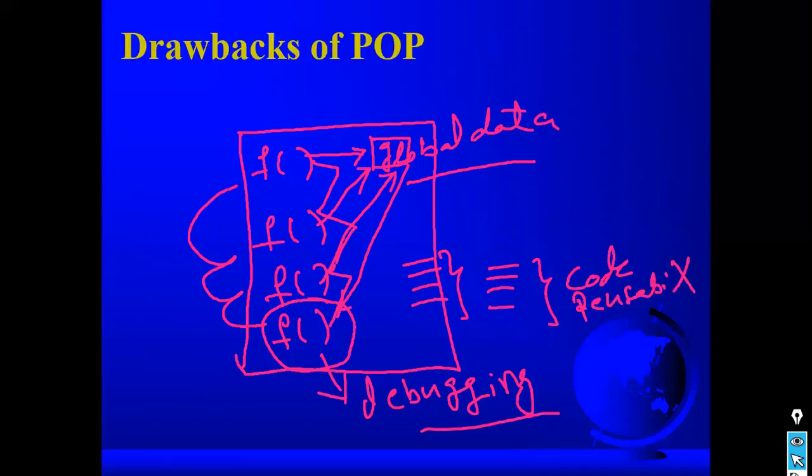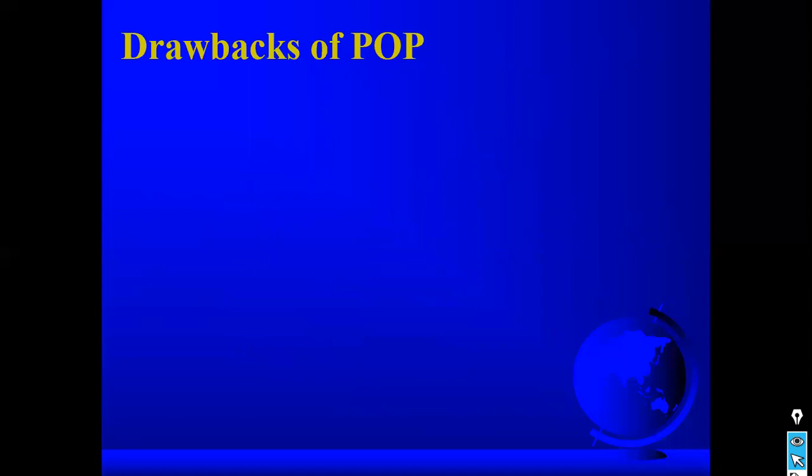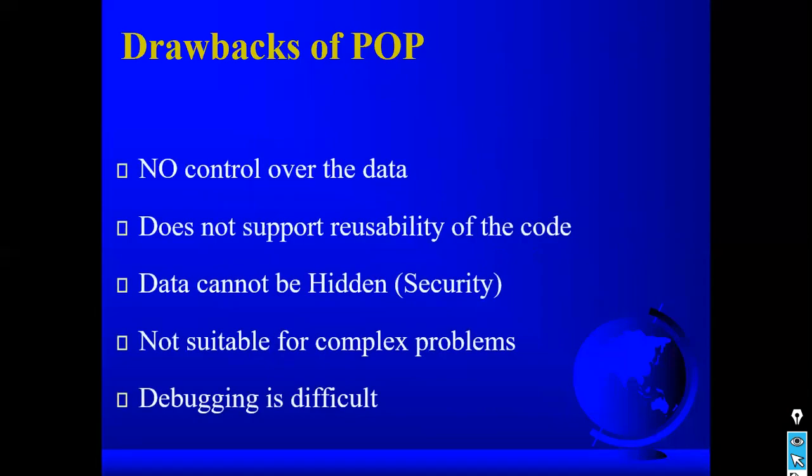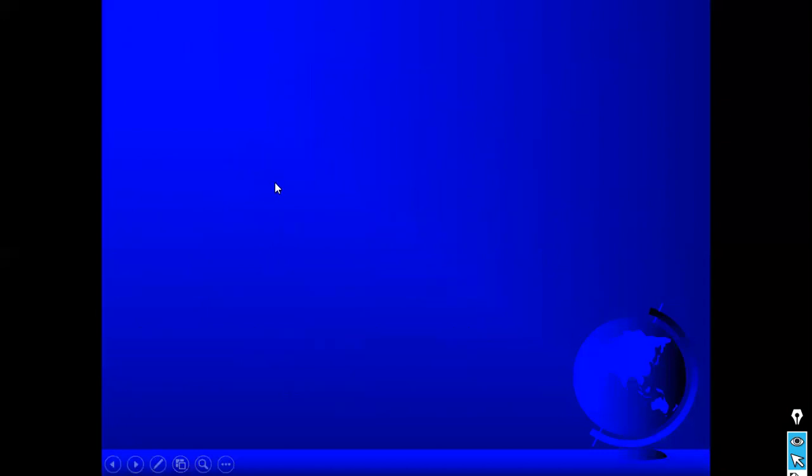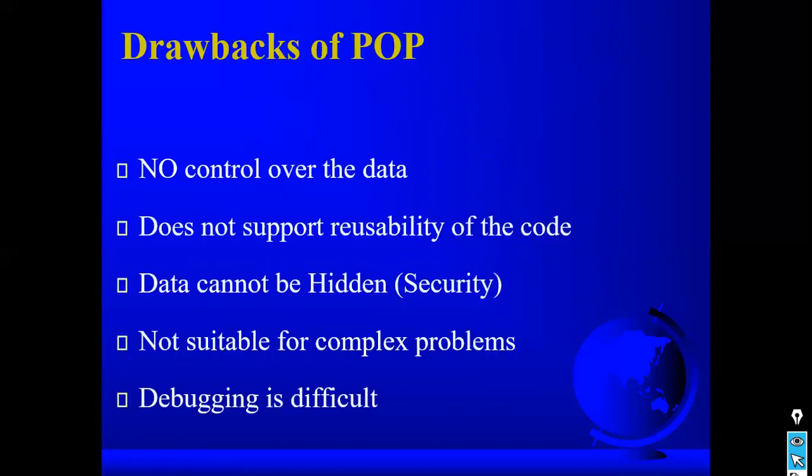Now let's look at the drawbacks of procedural-oriented programming languages. As we have discussed, we don't have any control over the data, and all the functions can access this data. This is the first drawback. We cannot reuse the code; sometimes the same code needs to be written multiple times. The other major drawback is security. We cannot hide the data; it can be accessed globally, across multiple functions.